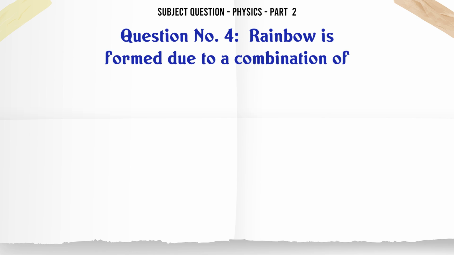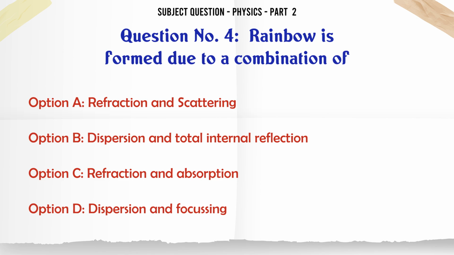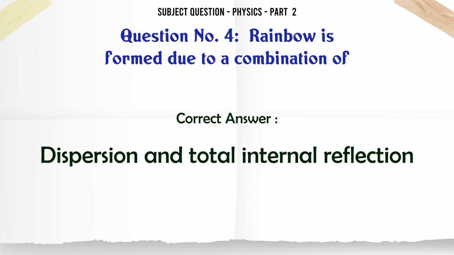Rainbow is formed due to a combination of: A. Refraction and scattering, B. Dispersion and total internal reflection, C. Refraction and absorption, D. Dispersion and focusing. The correct answer is dispersion and total internal reflection.